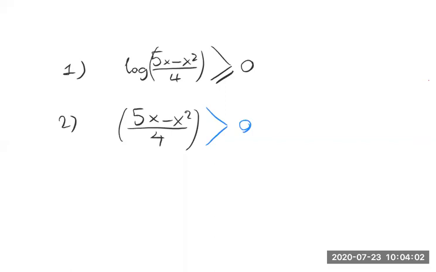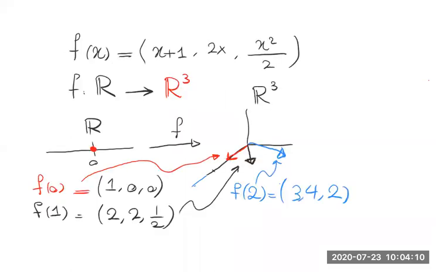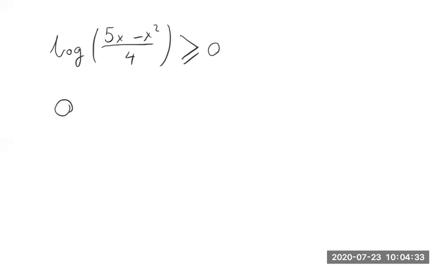Okay, so let's start with the first one. The first thing. So we want to see when log of 5x minus x squared over 4 is greater or equal than 0. Okay, so the point is that 0 itself equals log of something. What is that? 0 is log of, does anyone remember?